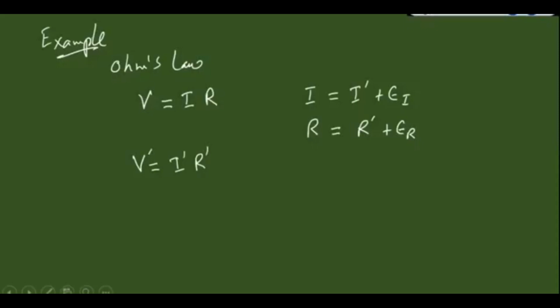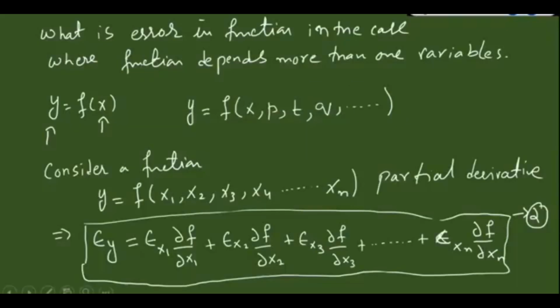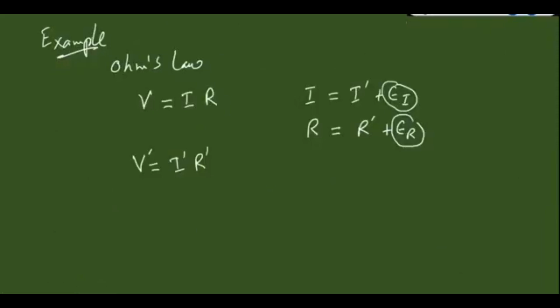So now the question is, what amount of error have we introduced based on these two mistakes in current and in resistance respectively? I can clearly relate this problem with the example that I showed you in the last slide, a function of more than one variable. How can I relate them? Very simple idea. I can say the voltage here is a function of what? Current and resistance. I can represent Ohm's law like that.